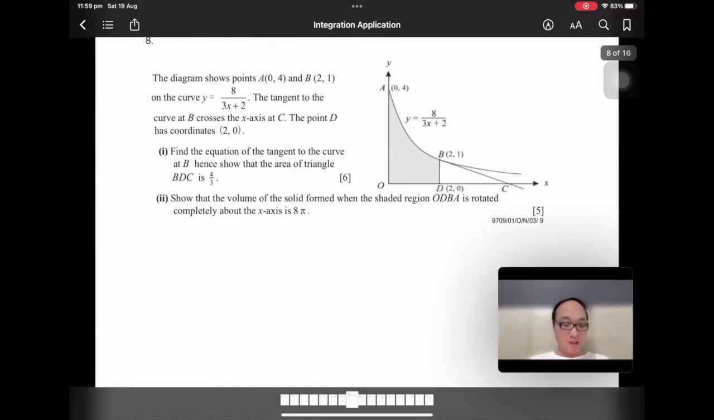The diagram shows point A and B on the curve. The tangent to the curve at B crosses the x-axis at C. The point D has coordinate (2, 0). Find the equation of the tangent to the curve at B. Hence, show that the area of the triangle BDC is 4/3.